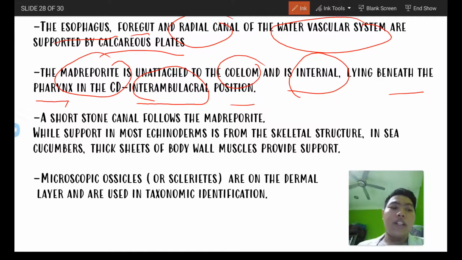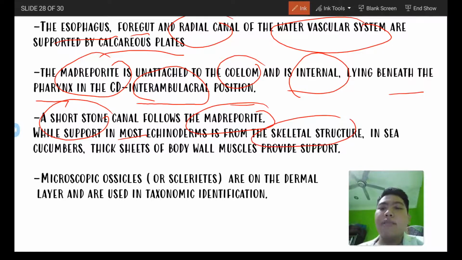They are not outside, they are not external. They are internal organs. The madreporite lies beneath the pharynx in the CD interambulacral position. So a short stone canal follows the madreporite, while support in most echinoderms is from the skeletal structure.